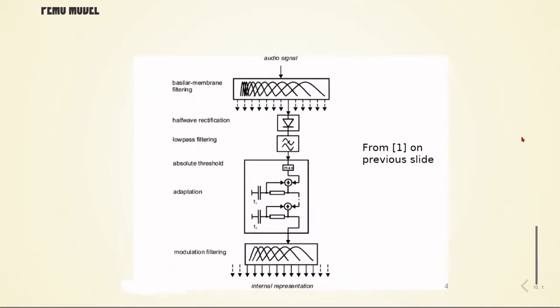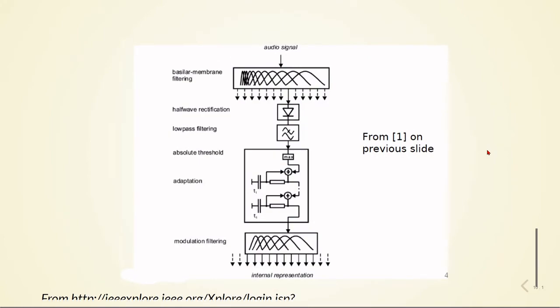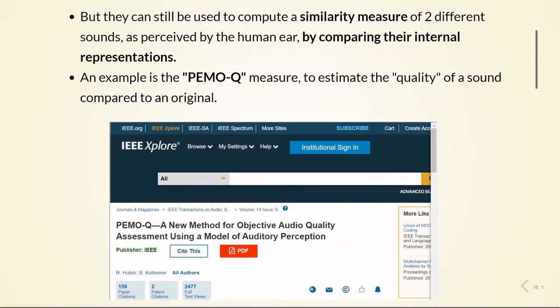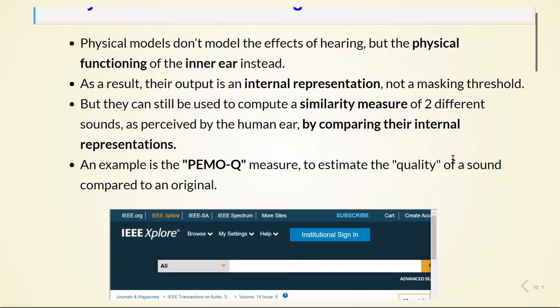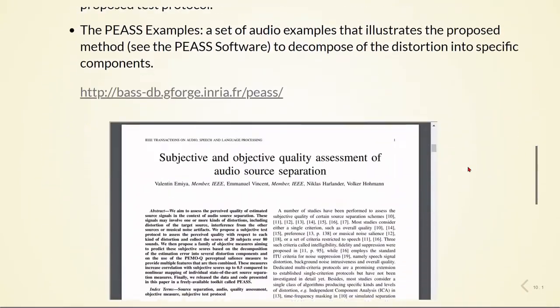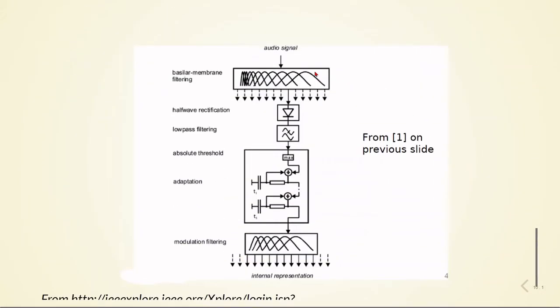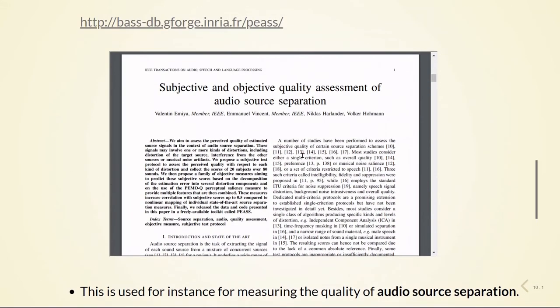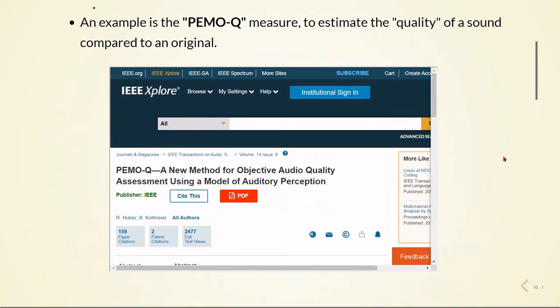So as I mentioned before, there is no masking threshold, and we're modeling the physical hearing, the functionalities of the inner ear. And so we have here some filtering simulating the basilar membrane. Then we have some low pass filtering. We have half wave rectification, some part for adaptation, some part for modulation filtering, and you can learn more about this by reading these papers here and here.